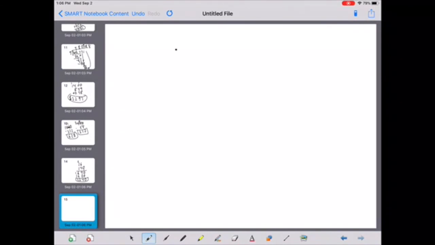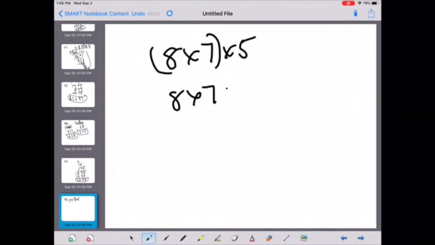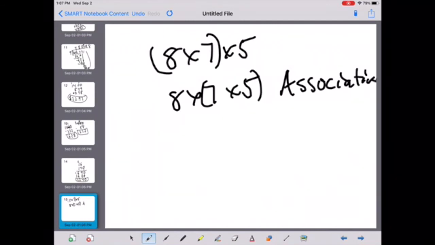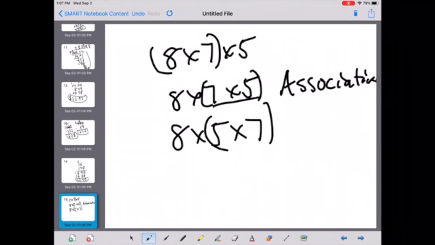Last but not least is number 30. Number 30, they said you have 8 times 7 times 5. And they're going to teach you how to do this problem, hopefully in your head. The next thing they did is they said you have 8 times 7 times 5, and they switched what was in parentheses. They said we're going to do that one first. We're going to group it different. Anytime you change parentheses, you have the associative property. Then they're going to do 8 times 5 times 7. The same numbers are in parentheses, guys. They just switched the order. That's commutative property.